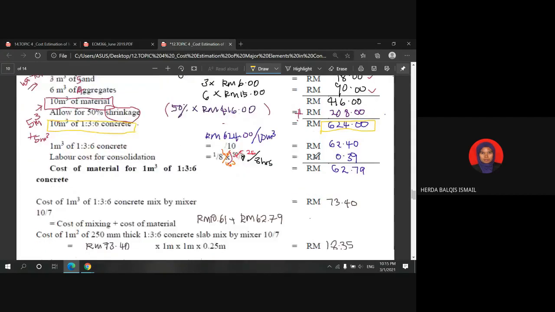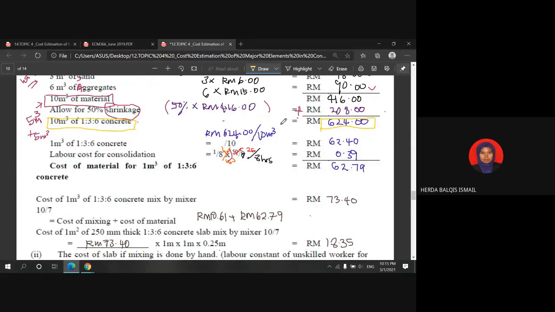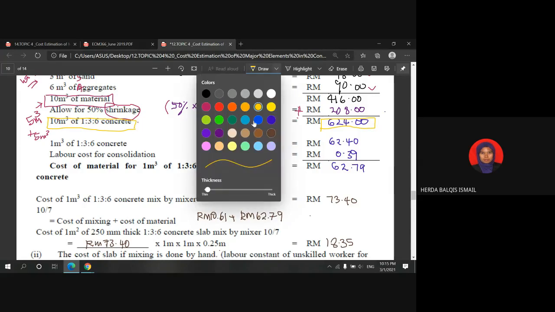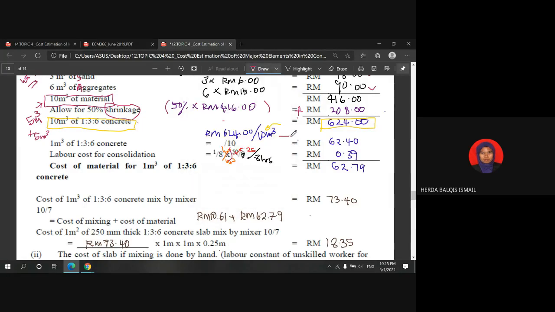So this price is for 10 cubic meters of material. In order to get the price per cubic meter, you need to divide 624 ringgit by 10 cubic meters. So you will get the value of concrete. The cost of 1 cubic meter of concrete is 62 ringgit and 40 cents.